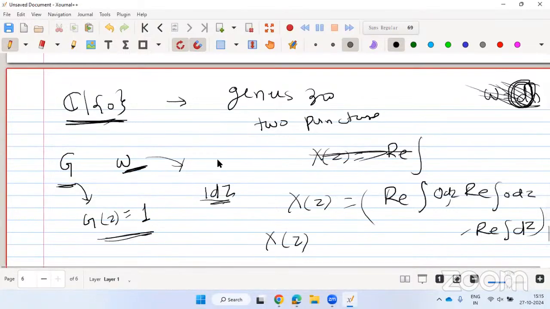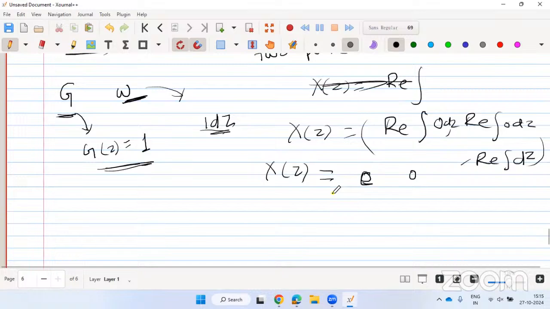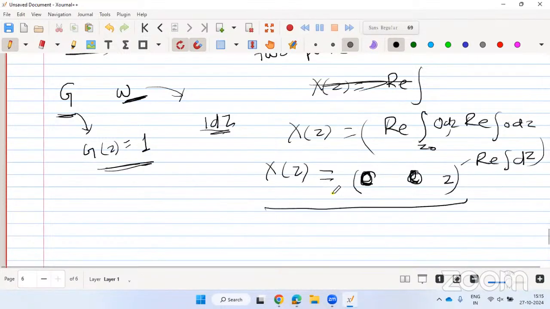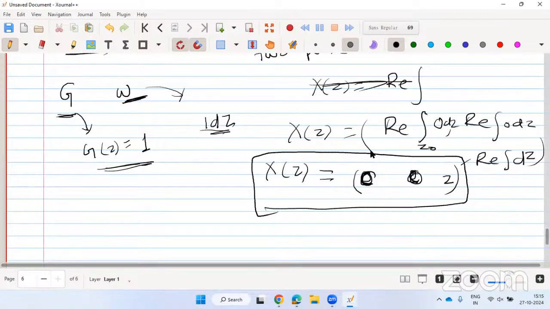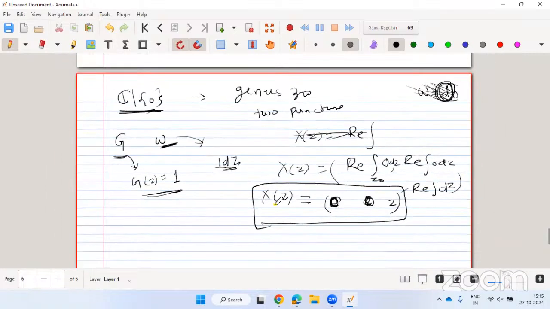So that's it. So what is X(z)? 0 dz means 0 plus a constant you can put. And because it depends upon the integration of the path, I can put that constant 0 also. So 0, 0, and then this will be what? This is the minimal immersion. Now this is very good. So we got a minimal immersion, very simple.